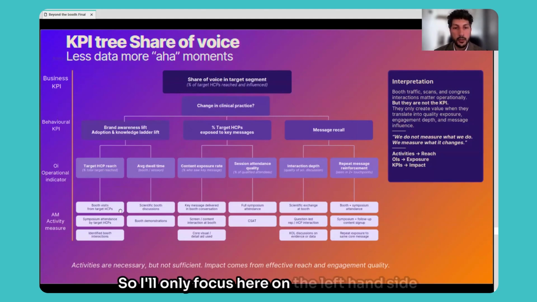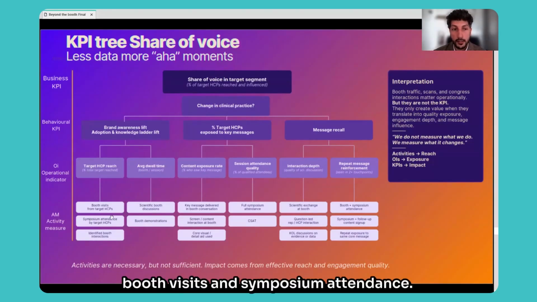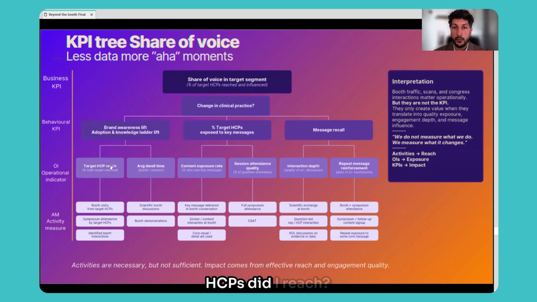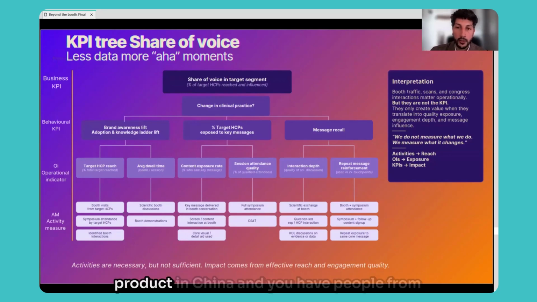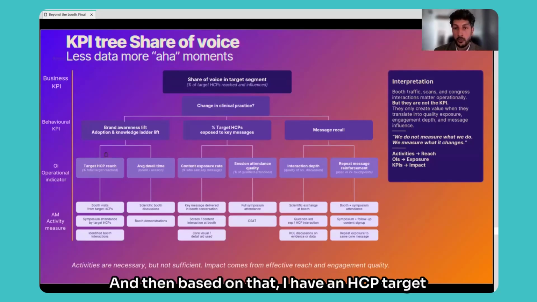So I'll only focus here on the left-hand side because otherwise it's too much reading, but you should always link your KPIs to each other and to what activity they actually change. So here you have, for example, number of booth visits and symposium attendance. This can be linked to how many of the target HCPs did I reach? Because in the end, again, it's not about your competitor sitting there. It's about your target HCPs being there. And for example, if you don't have your product in China and you have people from China visiting your booth, they are not qualified leads. So in the end, that's not impact. And here what we want to measure is the impact. So it's about filtering out only the HCPs that are within target. And then based on that, I have an HCP target reach.